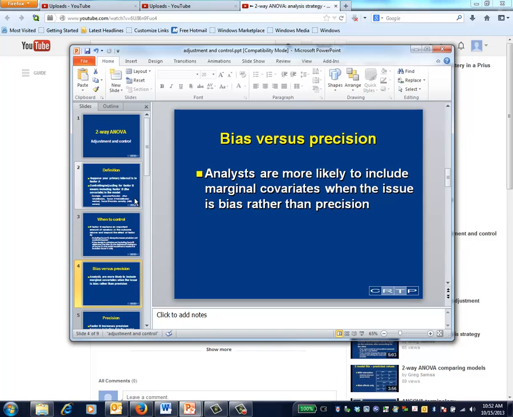Analysts often tend to be more liberal in adding covariates when the rationale for doing so is based on bias rather than precision. This saves your audience having to worry about whether your results would have been substantively different if the covariate in question had been included. Sample size also plays a part in this decision. You pay a greater statistical price for adding covariates to small studies than you would if the study were larger.